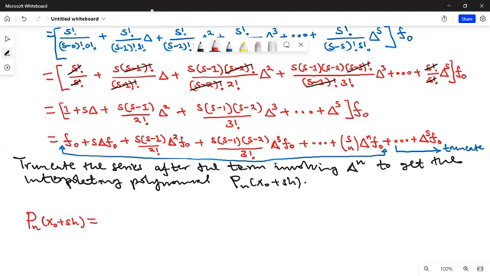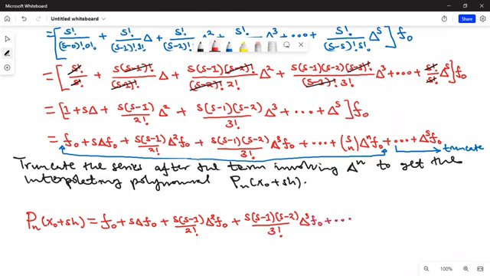So it will be f naught plus s delta f naught plus s(s minus 1) over 2 factorial delta squared f naught plus s(s minus 1)(s minus 2) over 3 factorial delta cubed f naught, plus so many other terms up to the last term, which is s combination n, delta raised to n operating on f naught.